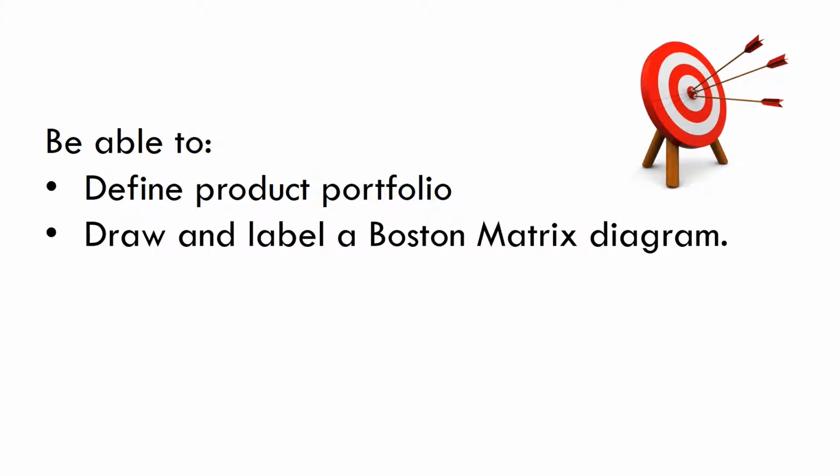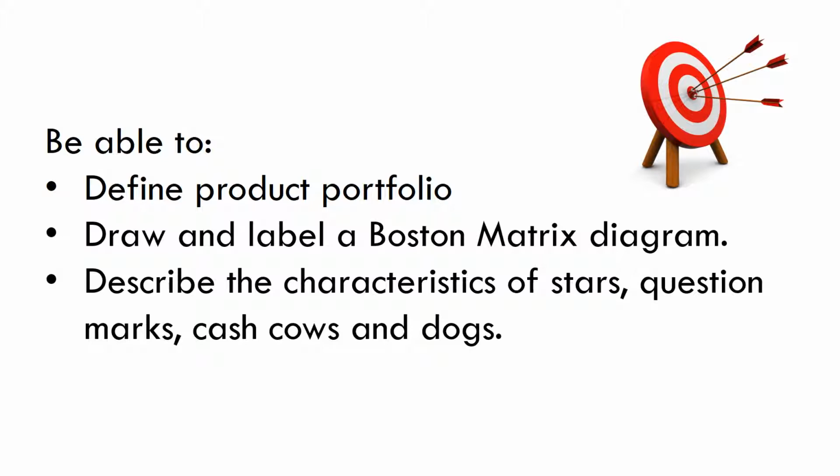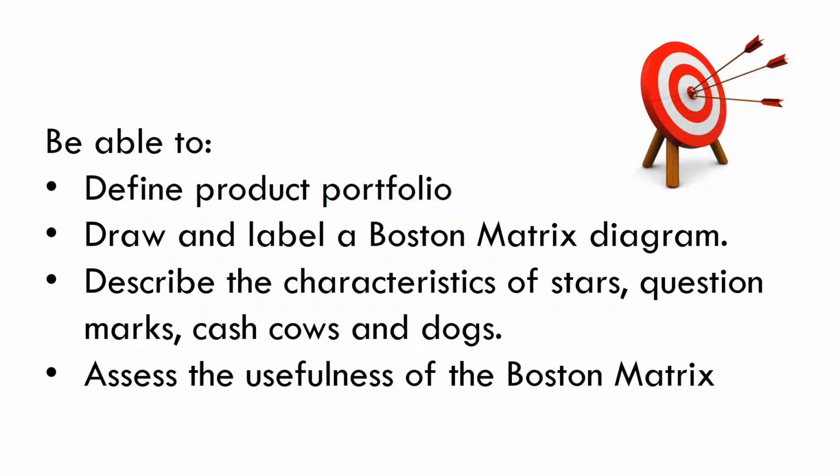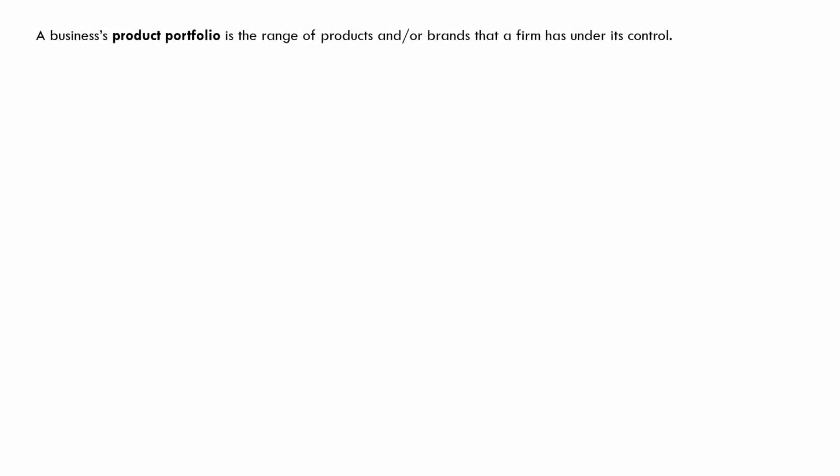So in this video we're going to look at what is meant by the product portfolio. Then we're going to look at the Boston Matrix diagram. And we're going to look at the characteristics of the different categories that we find in a Boston Matrix diagram. And then lastly, assess the usefulness of the Boston Matrix, which is a way of assessing or evaluating our product portfolio. So let's start off with what a product portfolio is.